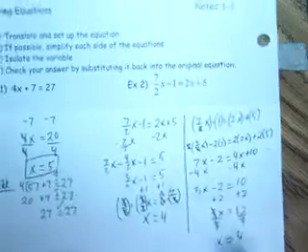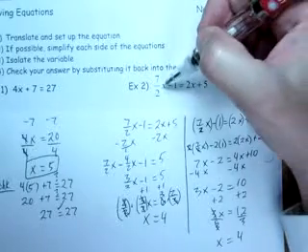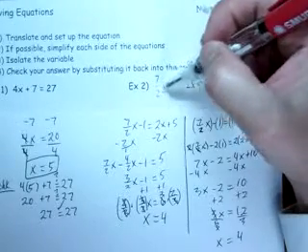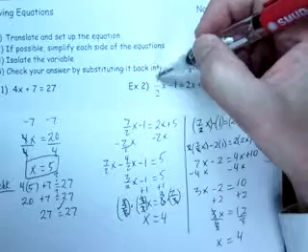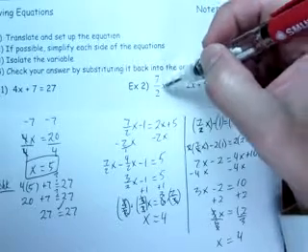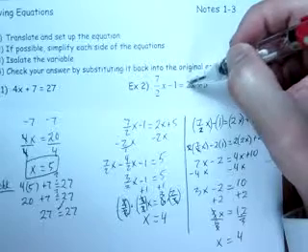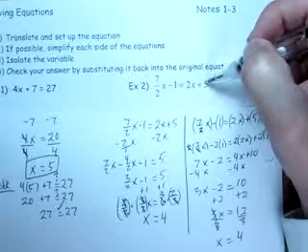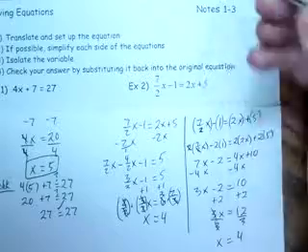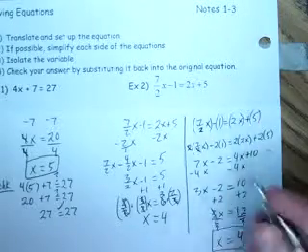Okay? Now we could check it by putting a 4 here. 4 divided by 2 is 2. 2 times 7 is 14. And 14 minus 1 is 13. Putting a 4 here, 4 times 2 is 8. And 8 plus 5 is 13. Since 13 equals 13, the answer checks. And we call it our final answer.